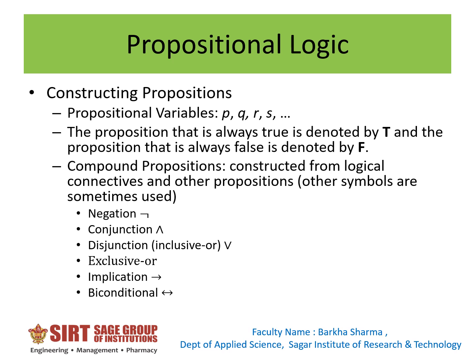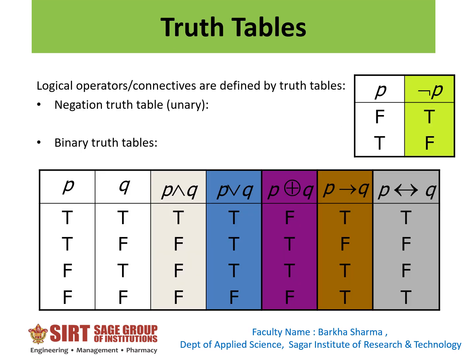Now next, a proposition variable is represented by small p, q, r and s. The proposition that is always true is denoted by capital T and the proposition that is always false is denoted by capital F. Compound propositions are constructed using propositional logic connectives. The connectives are negation, conjunction, disjunction, exclusive or, implication and biconditional.